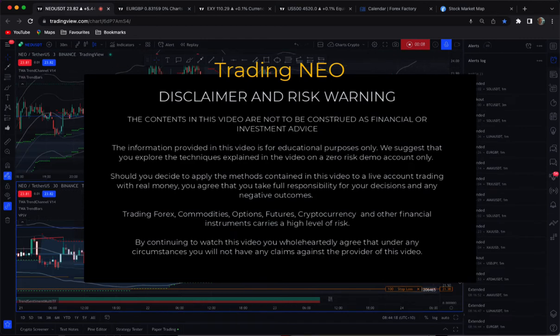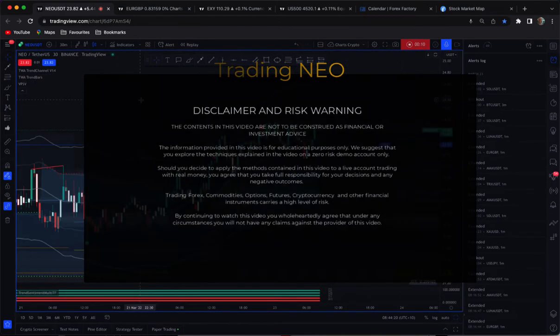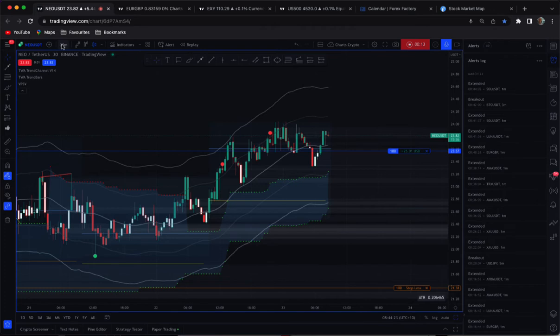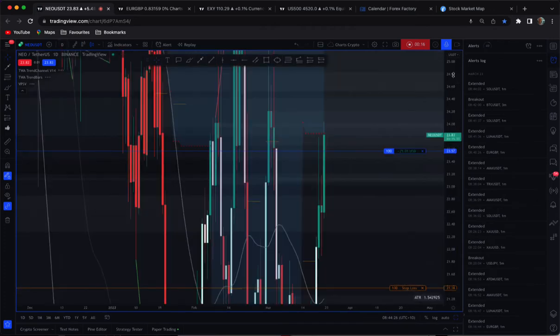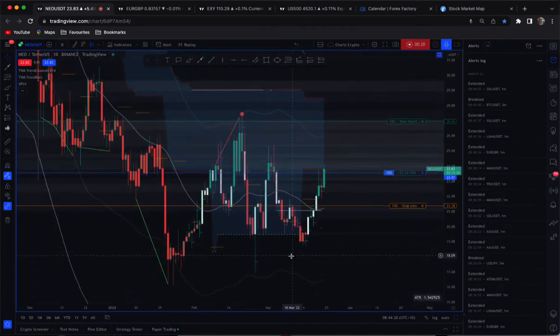Okay, Neo USDT. Let's just take this out to a daily. I just want to show you something. Clear that, and I will go to a daily time frame. Why I like this setup.